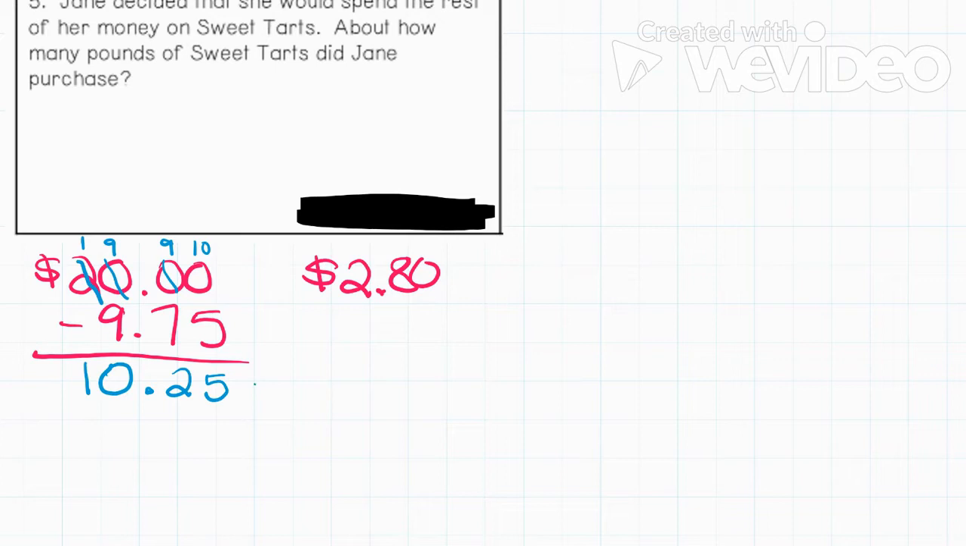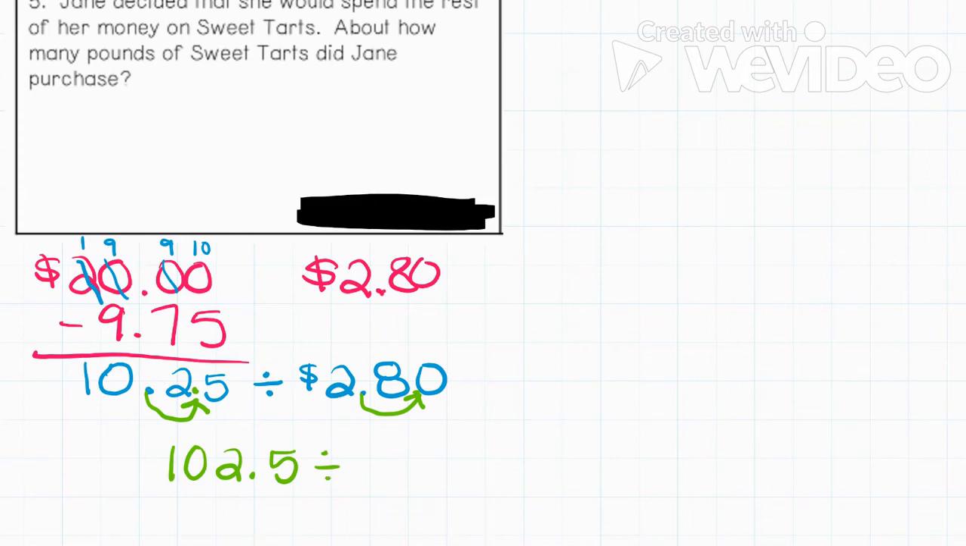So we need to divide that by the $2.80 for the sweet tarts. Remember, if your divisor has a decimal, you need to make it a whole number. So in order to make this a whole number, I just need to move it one time to the right. Whatever I do to my divisor, I must do to my dividend, so I'm going to move it one time to the right. Now my division problem is 102.5 divided by 28.